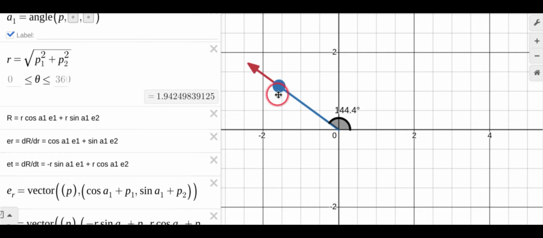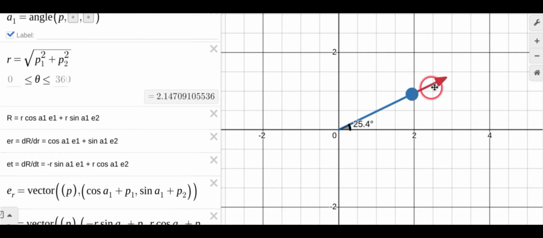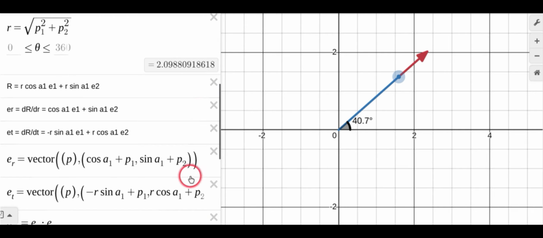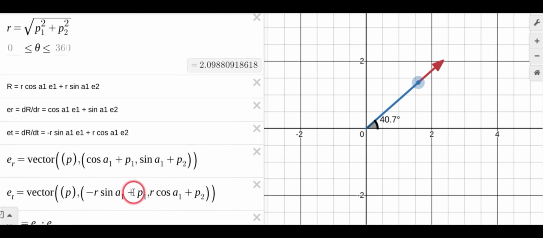So it's the same length everywhere, but it changes direction. All right, now let's do E theta. So E theta is the same thing. We start at P. We take this component, we add it to that basis vector, to that point, the P1. We use this component, we add it to that point, the P2. So this is our E theta basis vector.